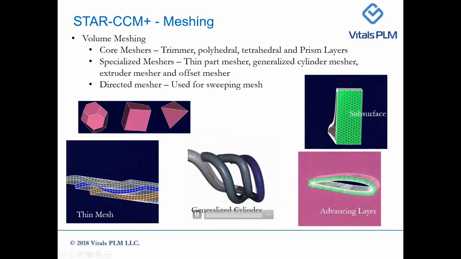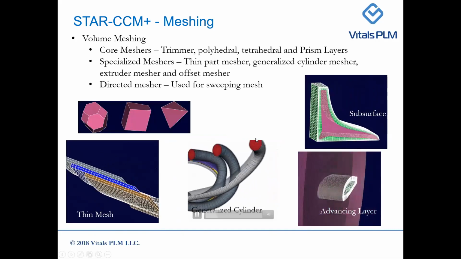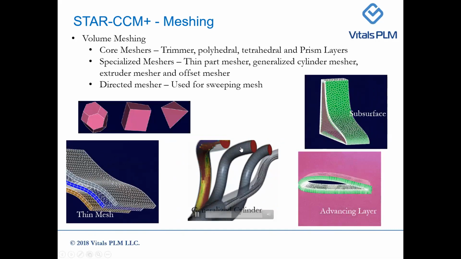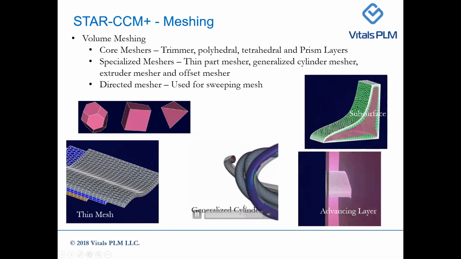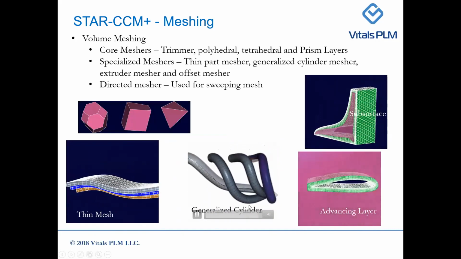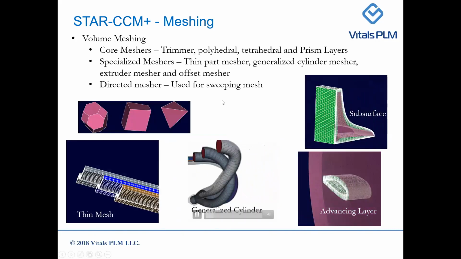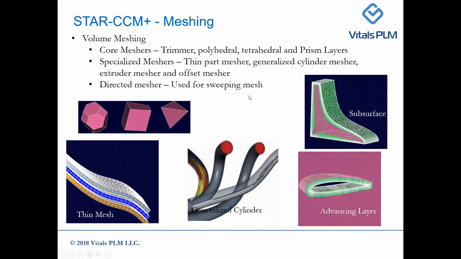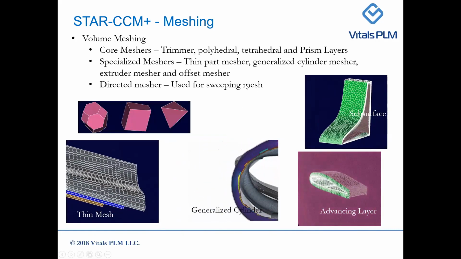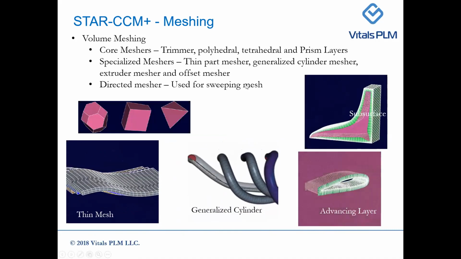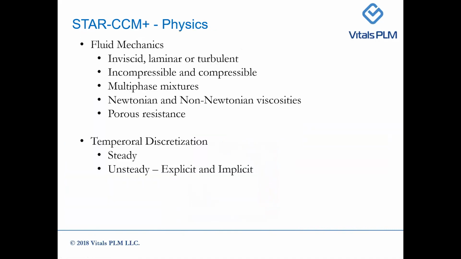And a cylindrical mesher, you can actually mesh on a single face and extrude that mesh for a cylinder to minimize the mesh count. The extruder mesher, and offset mesher. Directed mesher used for sweeping mesh from one face to the entire region.